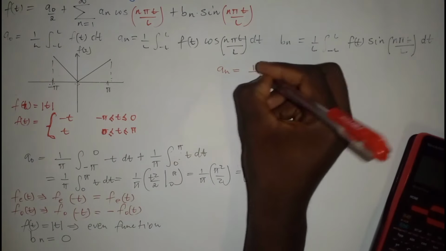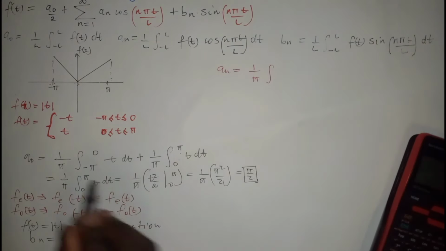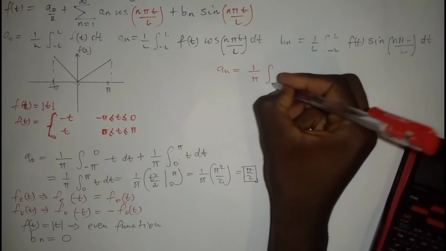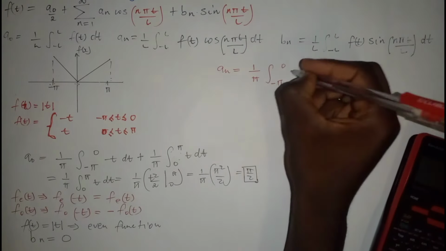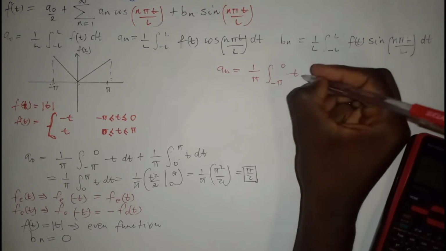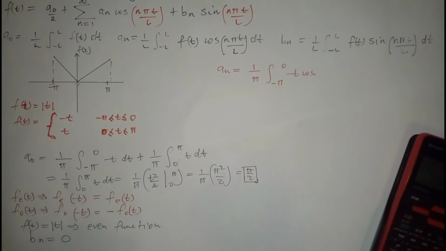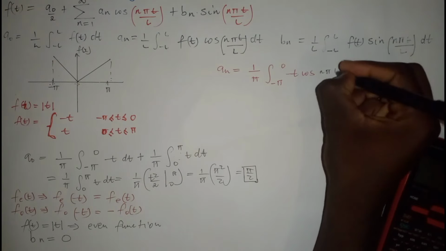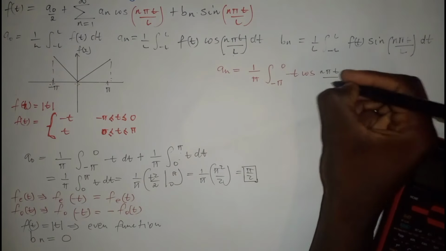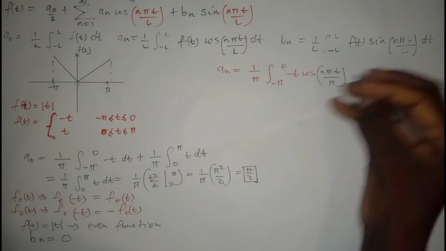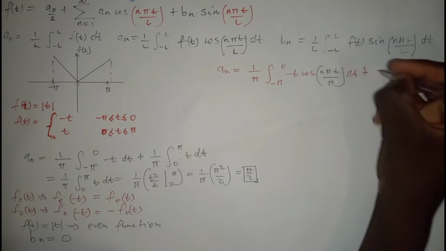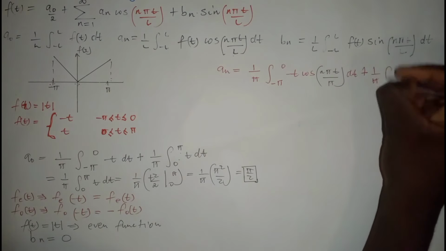So it's going to be 1 over pi for the first function, it's from negative pi to 0. And we're going to have f of t, it's going to be negative t, but we're going to write cos. We have cos of n pi t over L, and our L is pi in this case. And we're going to write dt, plus 1 over pi for the second part.